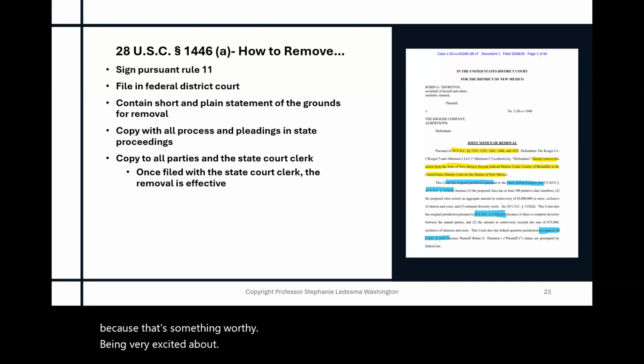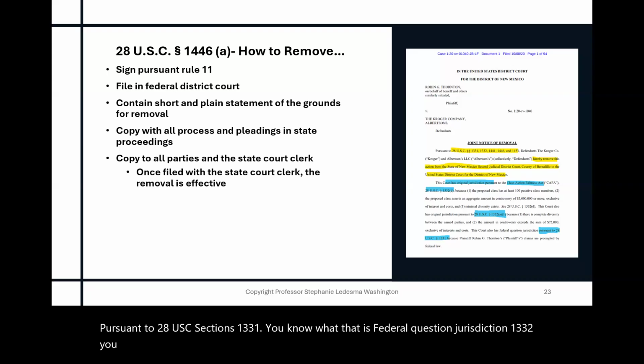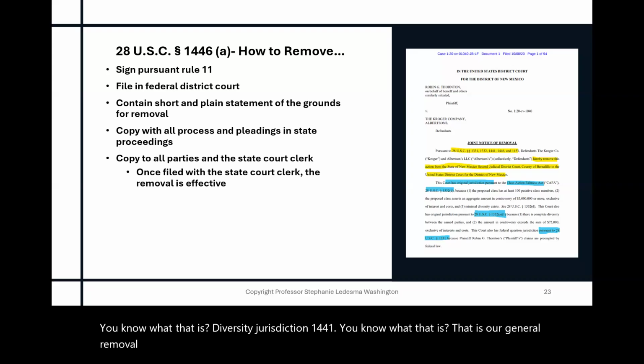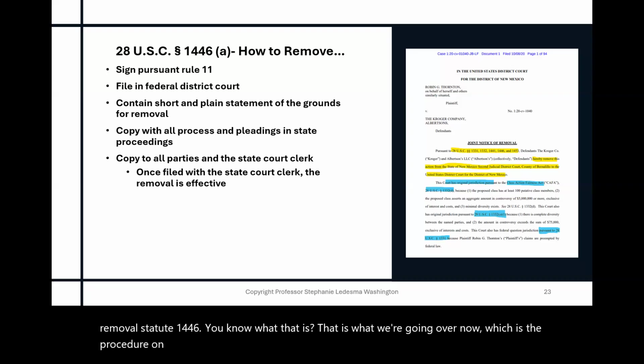Pursuant to 28 U.S.C. sections 1331, you know what that is, federal question jurisdiction. 1332, you know what that is, diversity jurisdiction. 1441, you know what that is, our general removal statute. 1446, you know what that is, what we're going over now, which is the procedure on removal. And 1453, we haven't talked about 1453.